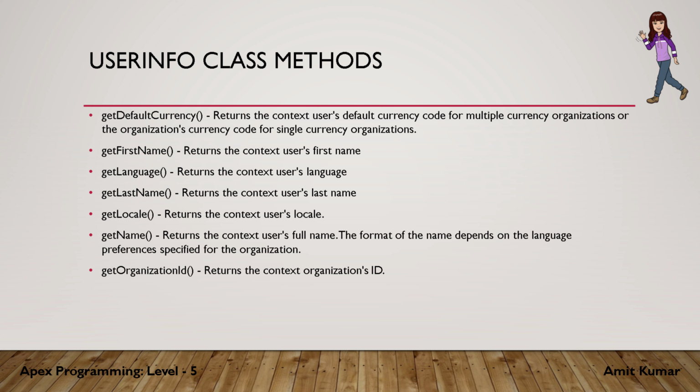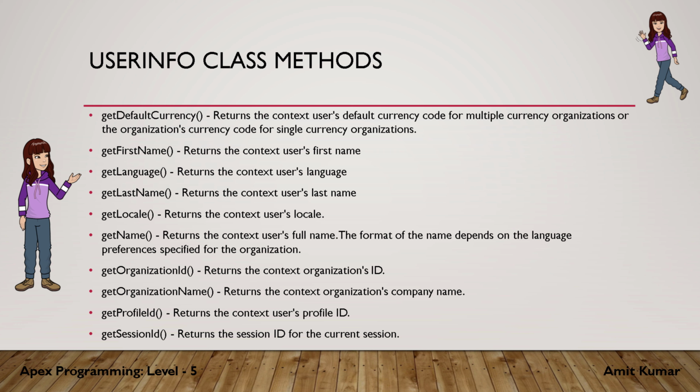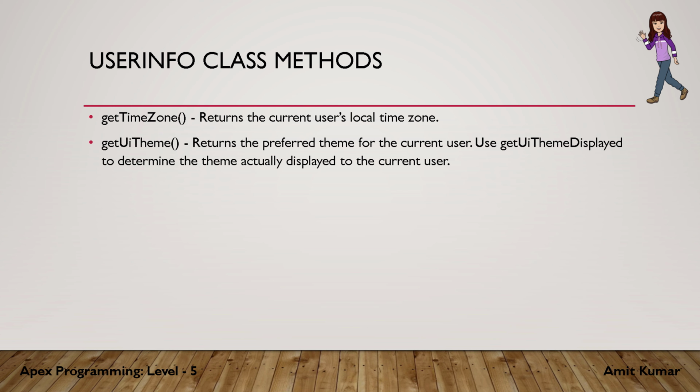getOrganizationId returns the context organization's ID, and that is the same for all the users of the org. getOrganizationName returns the context organization's company name. getProfileId returns the context user's profile ID. getSessionId returns the session ID of the current session. getTimeZone returns the current user's local time zone. getUiTheme returns the preferred theme for the current user.